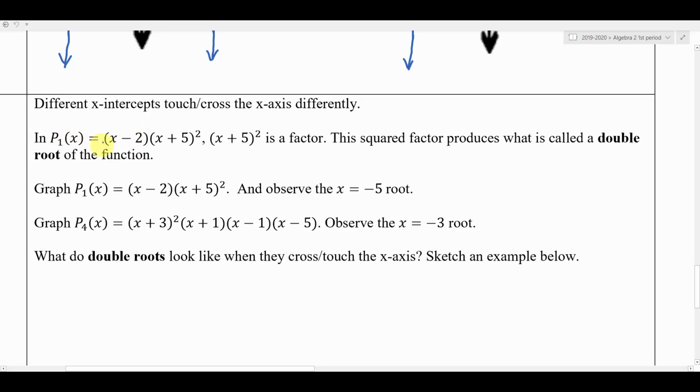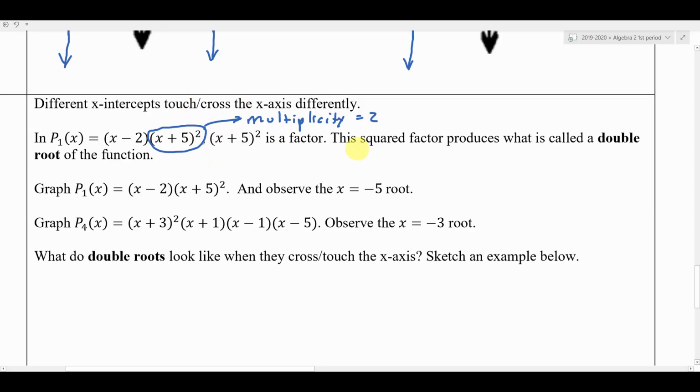We're going to look at polynomial 1, and we can see our factors. We have x minus 2 and we have x plus 5, and the x plus 5 is being squared, so there's actually two of them. What that means is that this particular factor, x plus 5 squared, has something called a multiplicity. Its multiplicity is 2 because it has an exponent of 2 on it.